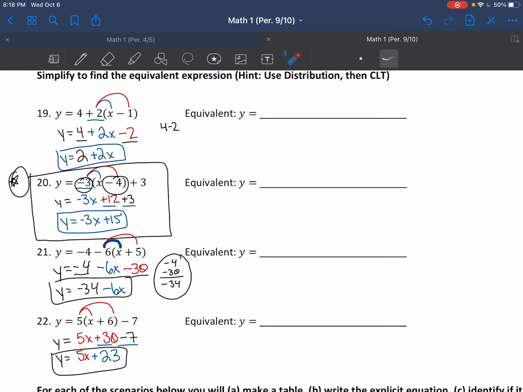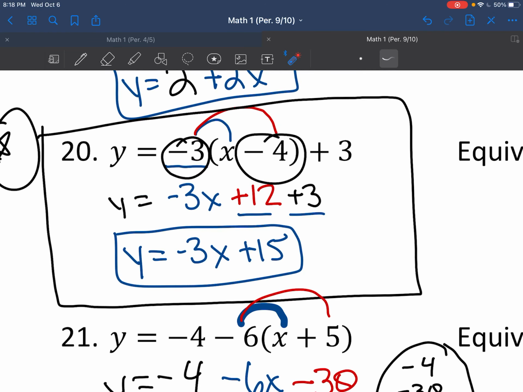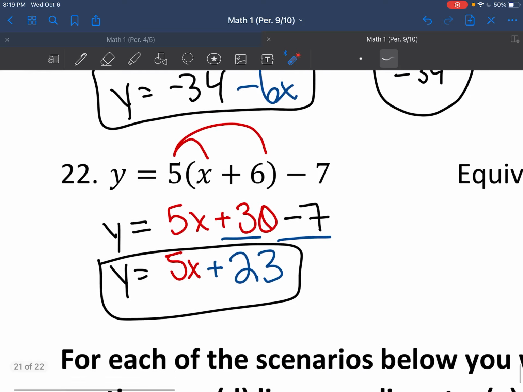I will go through number 20. So we distribute the negative 3 to our parentheses. Distribute means multiply, which gives us a negative 3x. And then when you multiply two negatives, you get a positive 12. Bring down the 3. Then we combine like terms, which means we add or subtract. There is no multiplying here. 12 plus 3 is 15. Bring down that minus 3x because it doesn't have any like terms, and we get a final answer of y equals negative 3x plus 15.